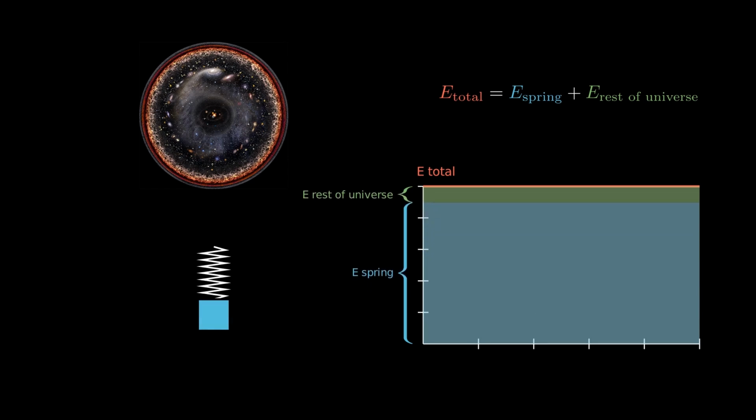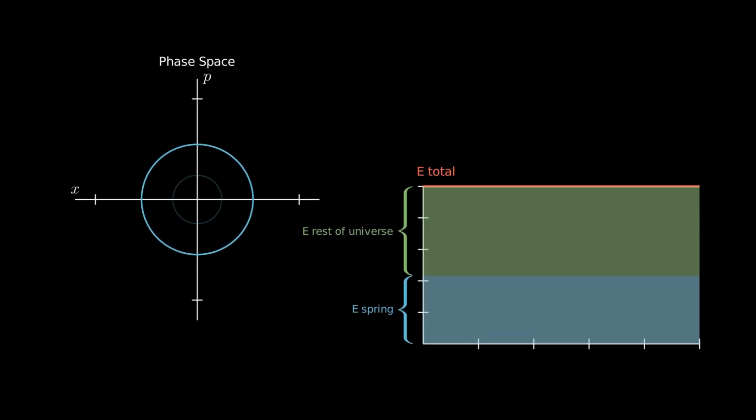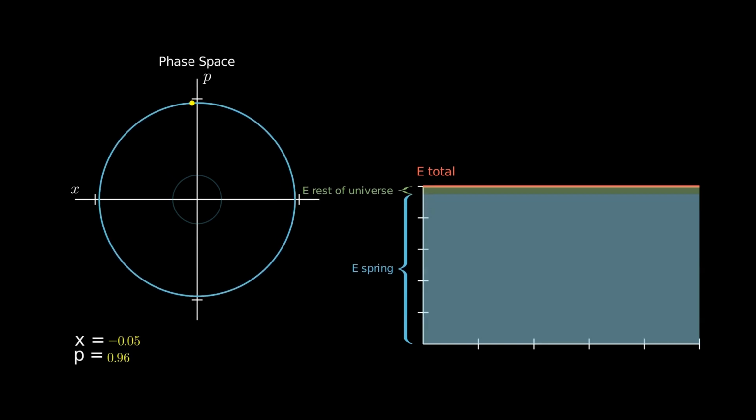But what is a microscopic state? Let's return to the phase space picture. At a microscopic level, the spring can exist in many different configurations, different positions and momenta. For a given energy, all of these configurations lie on the same orbit in phase space. We call each of these possibilities a microstate, and we can refer to the number of possible microstates for an energy E as omega.